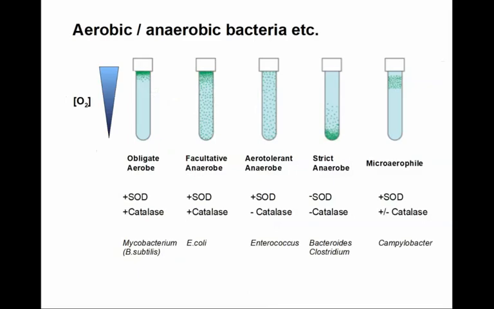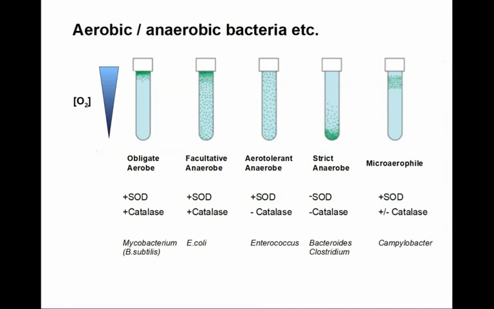Okay, so oxygen relationships. Bacteria can have different relationships towards oxygen, going from obligate aerobes, which absolutely require the presence of oxygen in order to grow, to strict anaerobes, for which oxygen is toxic.